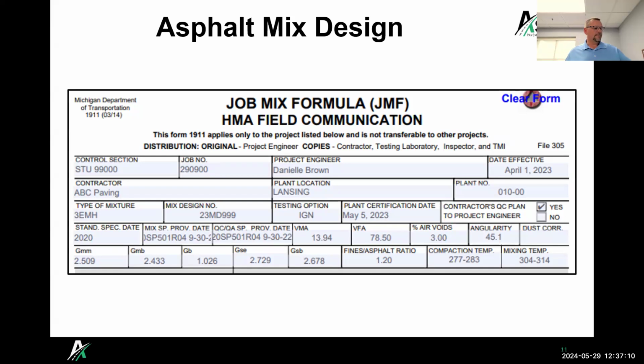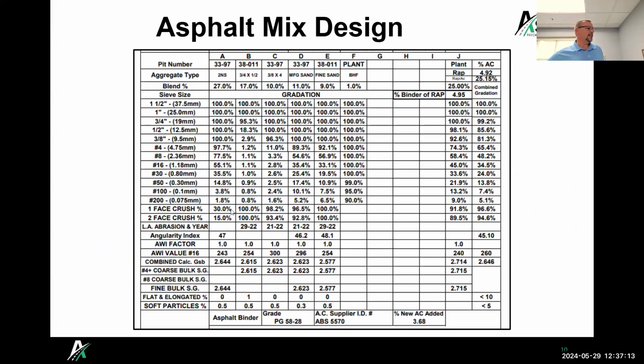Yeah, you've got your standard sieve sizes here, so that's your gradation. And then you have a lot of different things that you're looking at: one face crush, two face crush, LA abrasion, angularity index, AWI, all that stuff. You're looking at soft particle percentages, flat and elongated percentages. So there's a lot. There's a whole section in section 9 of the spec book. There's 4 or 5 tables that deal with the aggregates and the aggregate testing that gets done.